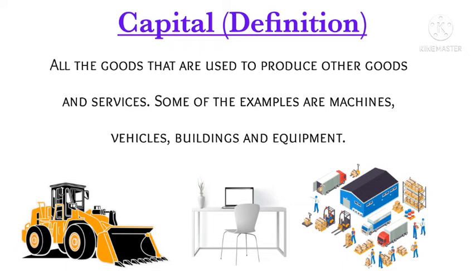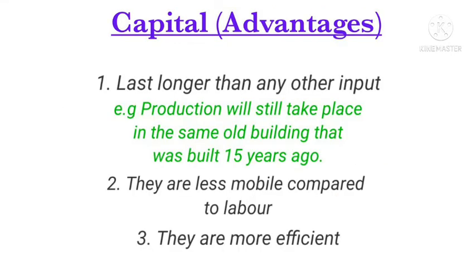Another input involved in the production of goods and services is capital. Capital refers to all the goods that are used to produce other goods and services. This includes machines, vehicles, equipment, and buildings. One of the things that these goods have in common is that they last longer than any other input. For example, production will still take place in the same old building that was built more than 15 years ago.